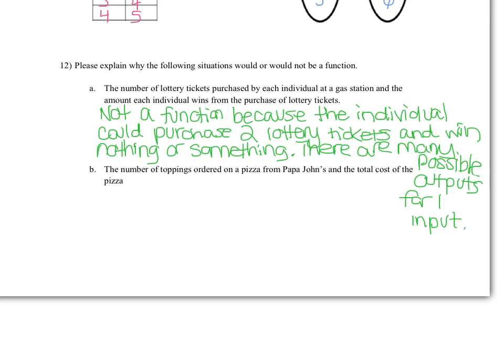Now, the number of toppings ordered on a pizza from Papa John's and the total cost of the pizza. Well, we know that the more toppings you put on, the higher the cost. But I can't put 5 toppings on my pizza and have it cost $10 and also cost $20. That's not possible. So this is a function.